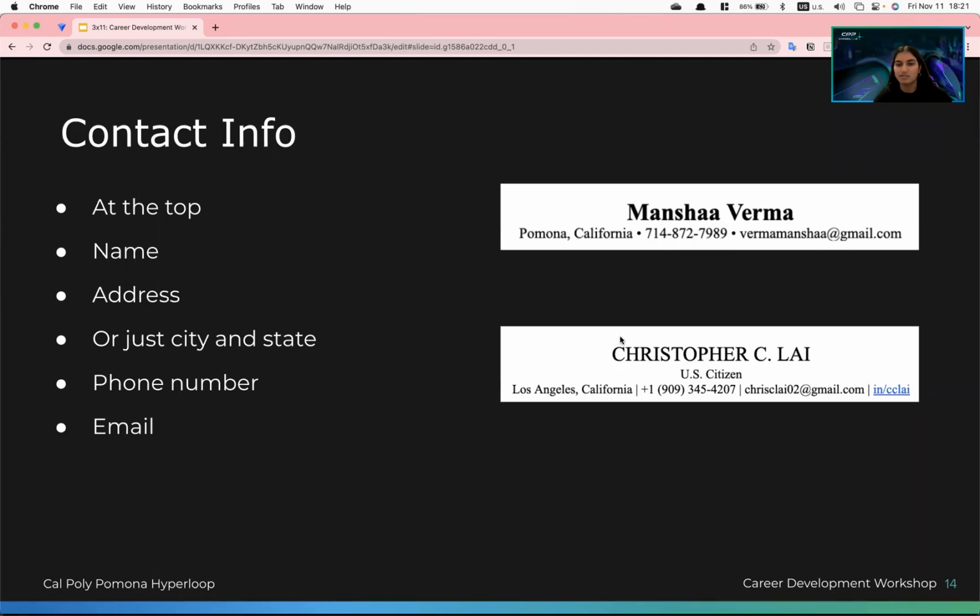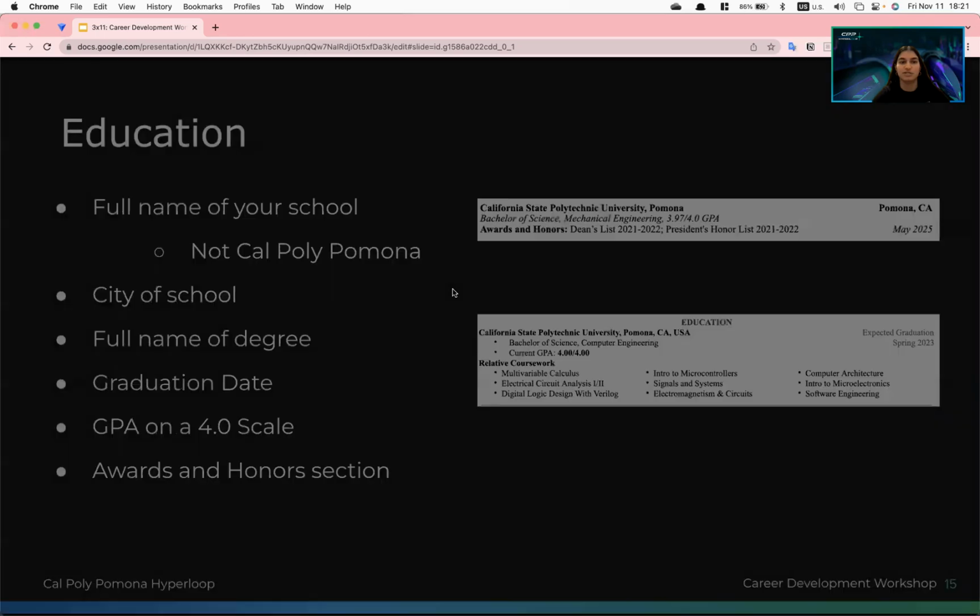And then on Chris's, you can see that he includes US citizen. This is important for certain companies like the aerospace or the defense industry, where you need to be a US citizen to have work authorization and security clearance too.